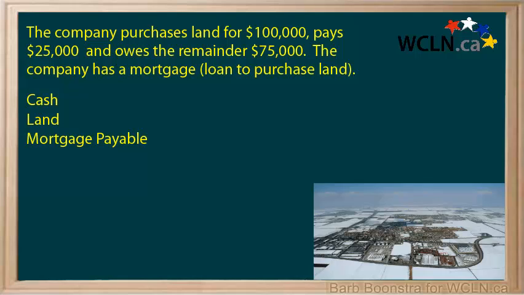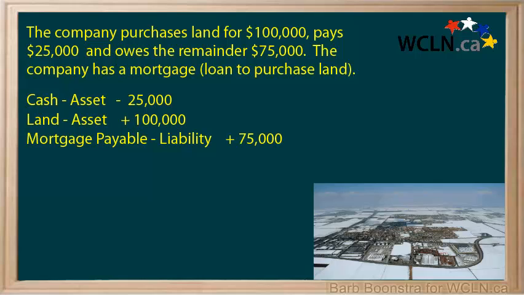The accounts used for this transaction are cash, land, and mortgage payable. Cash and land are both asset accounts, and the mortgage payable is a liability account. Land increases by $100,000. Cash decreases by $25,000 and the mortgage payable increases by $75,000.